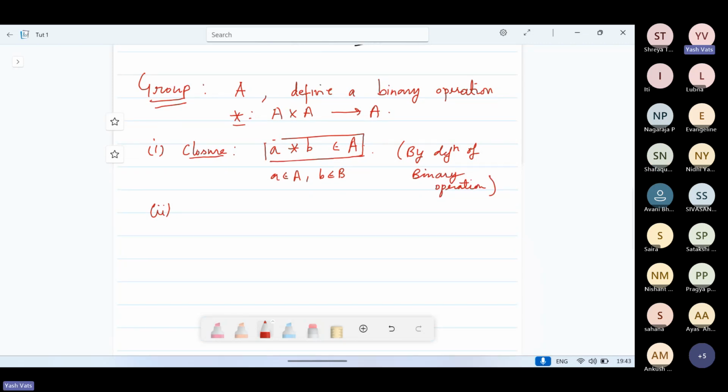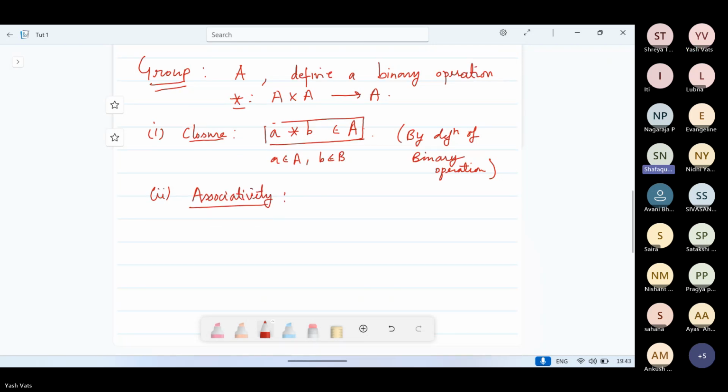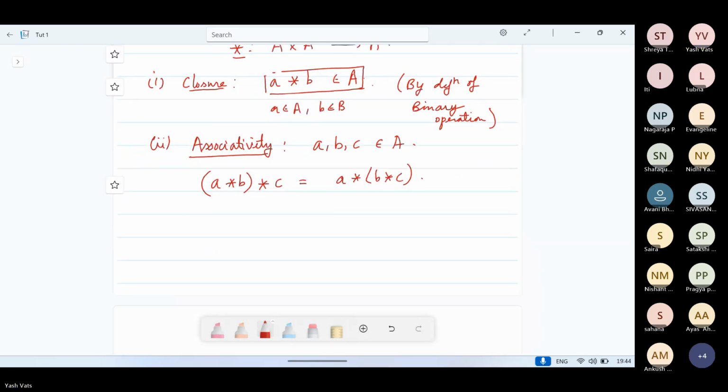Okay. Second property is associativity. So how does it work? You take any three elements a, b, c which belong to A. Then you consider (a star b) star c. It should be the same as a star (b star c). That is associativity.